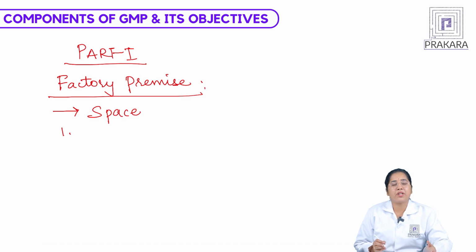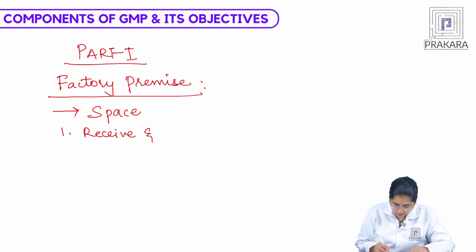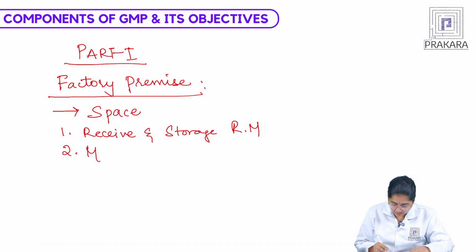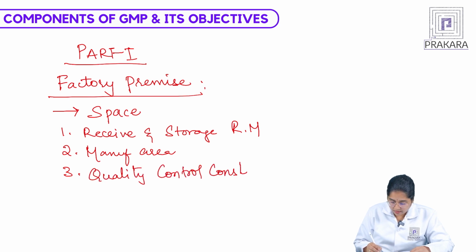So the manufacturing plant should have adequate space. First, adequate space should be present to receive and store the raw materials whatever we are taking for the synthesis. Then the next one, the manufacturing area, is also important. Then the third one, the quality control section. Why does the quality control section come into the picture?